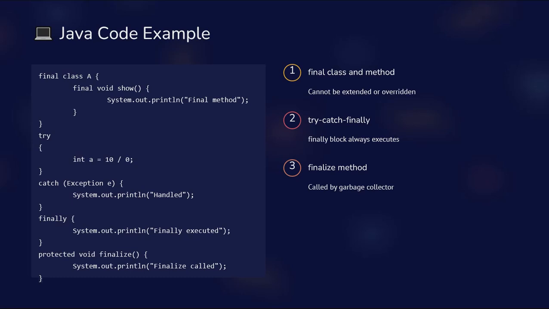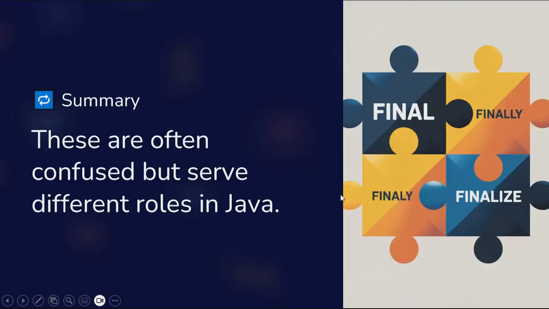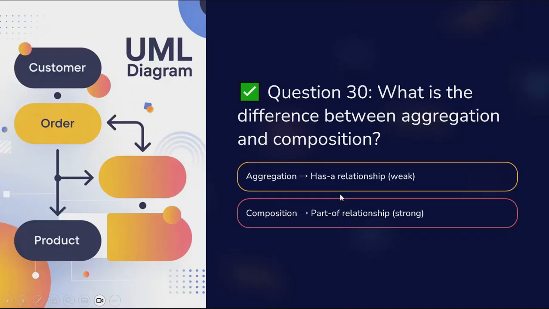In another example, try and catch and finally block. Finally block will be called every time, whether the exception is generated or not. And the last one is finalize method for your garbage collection. So final class and method cannot be extended or overridden. Try catch finally block always executes, and finalize method is called by the garbage collector. So these are often confused but serve different roles in Java.